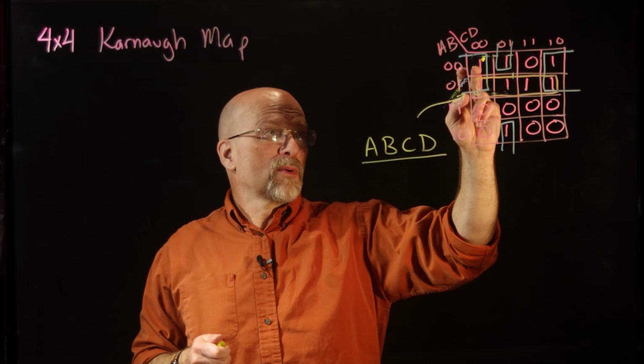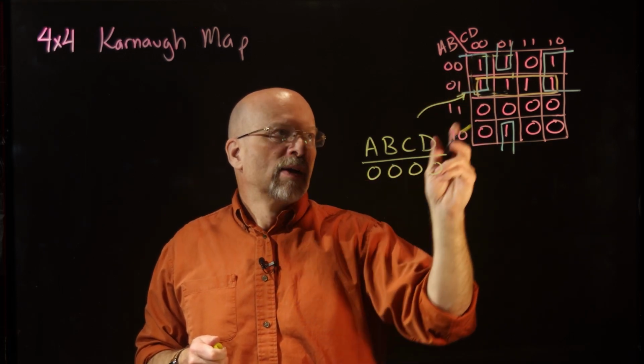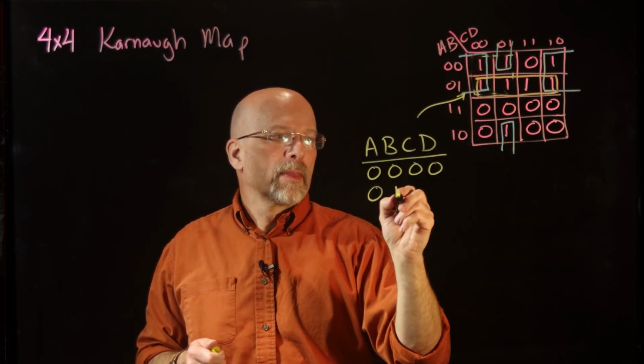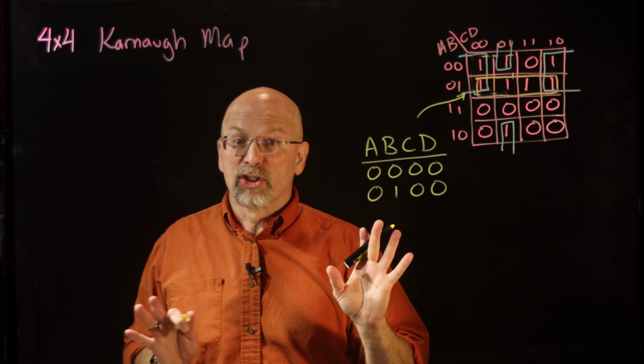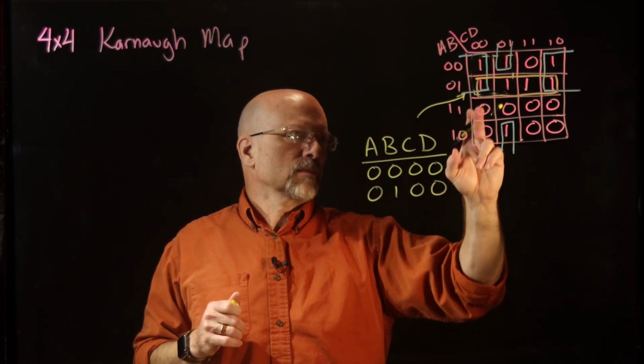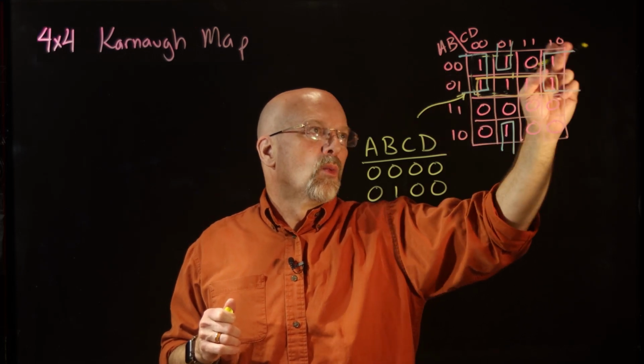So this top cell right here is 0, 0, 0, 0. This bottom cell right here is 0, 1, 0, 0. So we already see B is going to drop out because B clearly doesn't matter, right? Now we go around to the other side. This cell right here, 0, 0, 1, 0.